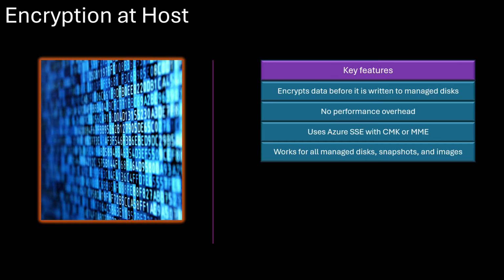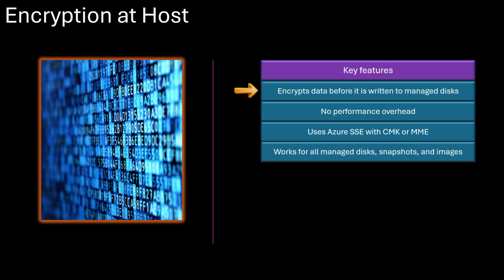To secure managed disk without VM changes, you can use encryption at host as well. Encryption at host is a security feature that encrypts data before it's returned to Azure managed disk. Unlike ADE, which encrypts at the VM level, encryption at host ensures that all data stored on the physical host is encrypted. Let's unpack the features of encryption at host capability.